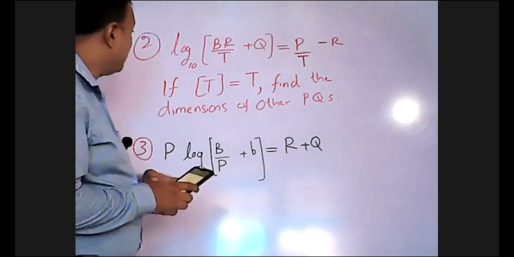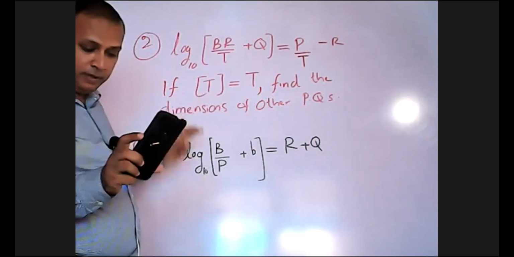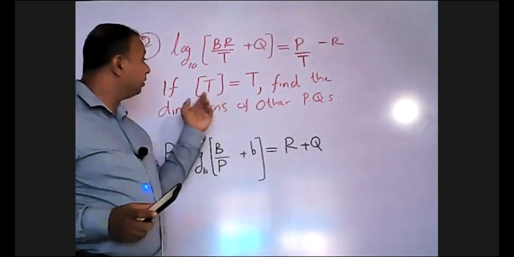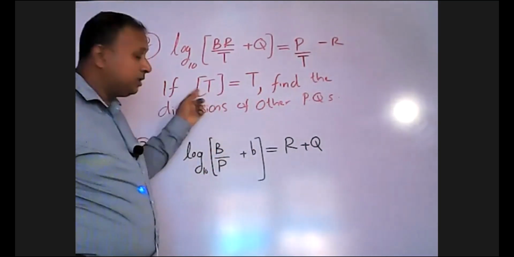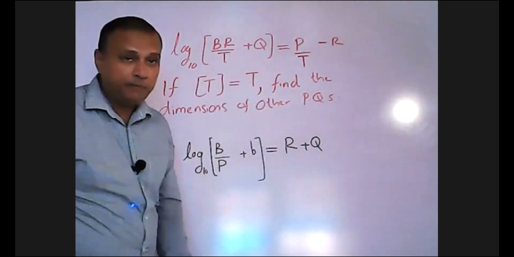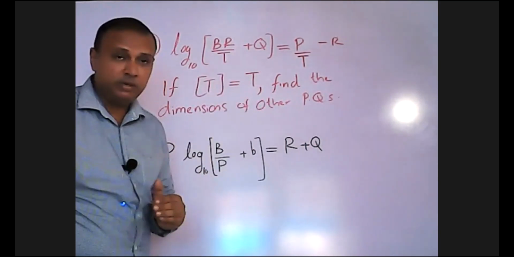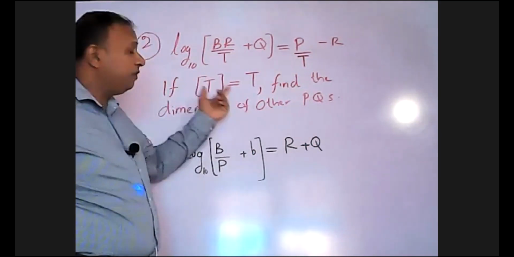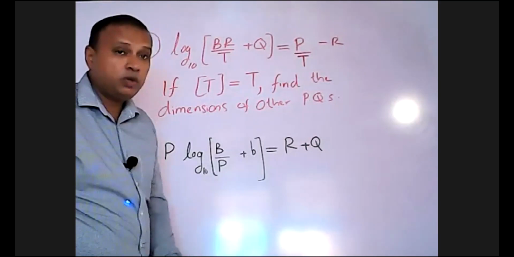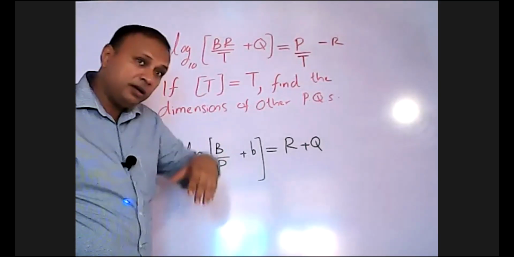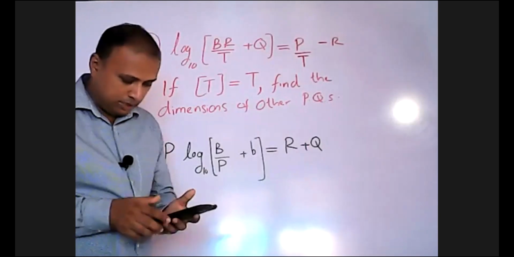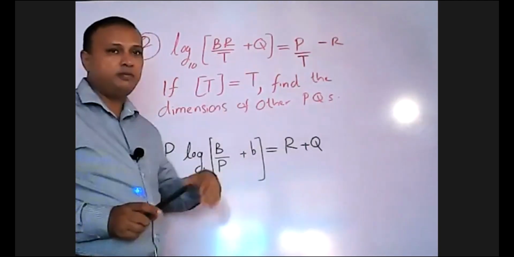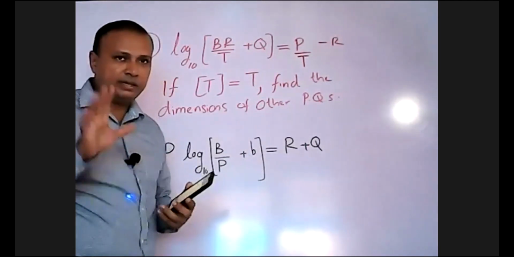Okay, we are given this one. What is the dimension that we are given? Dimension of T is equal to capital T. That is the only dimension that we are given. We have to find the other dimensions with respect to T. We have to use capital T and get the dimensions of the others. We cannot use the dimensions of P, Q and R. We cannot take that one.